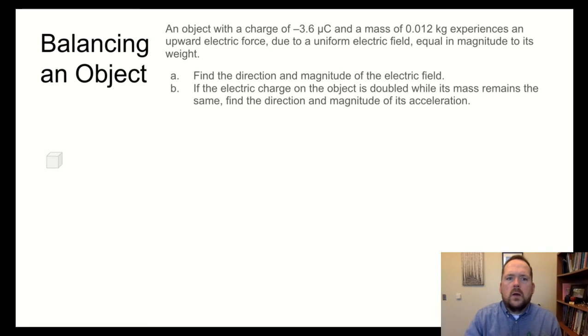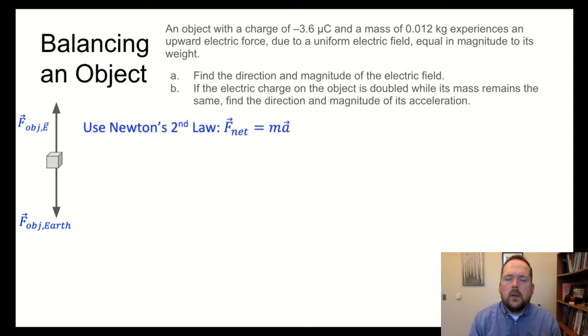So to start, here's my object. It has this charge on it and it has a mass. So if it has a mass, it's going to have a downward gravitational force from the Earth. And because I'm told that it's balanced here in this electric field, there must be an upward force on this object from the electric field. I draw that vector the same size as I draw the downward vector because this is balanced, which means the magnitude of those forces must be equal.